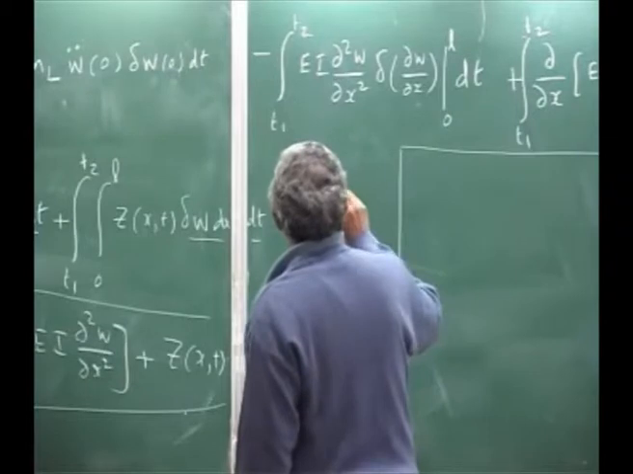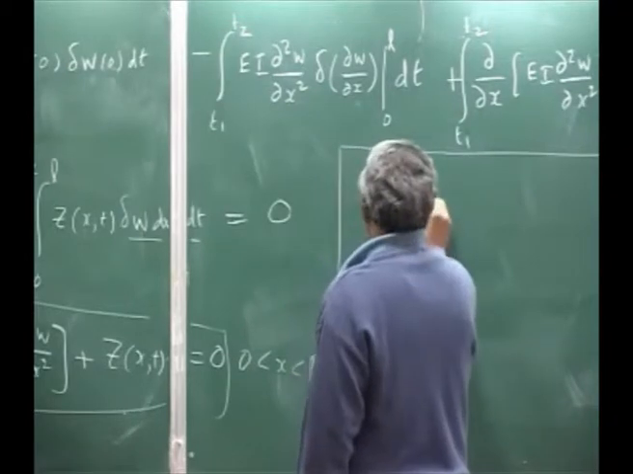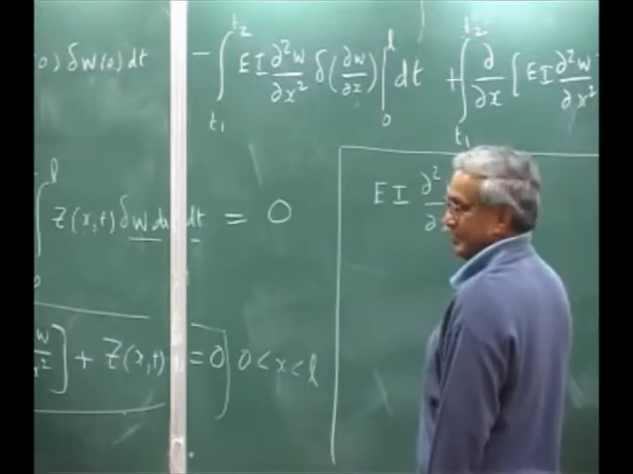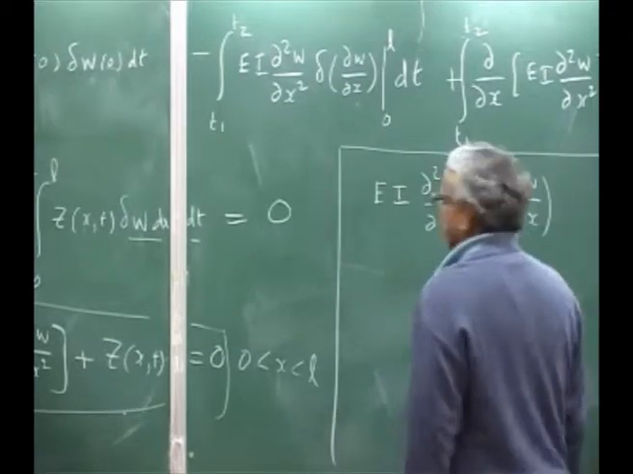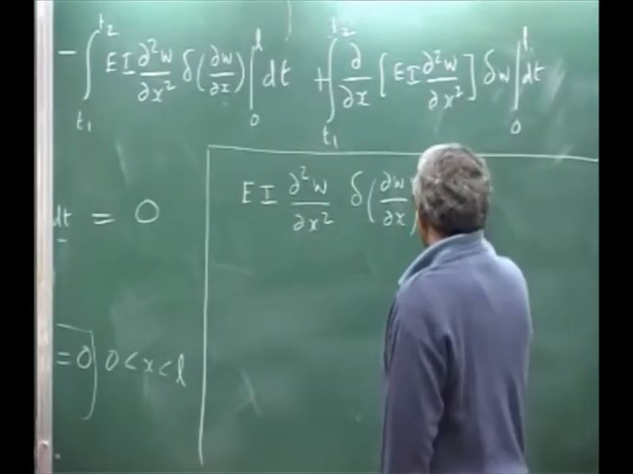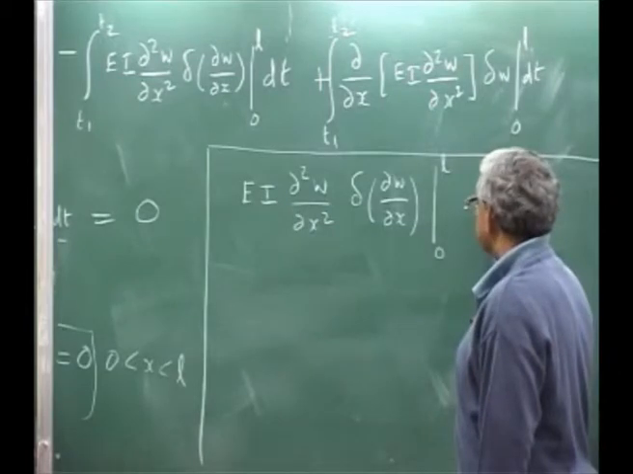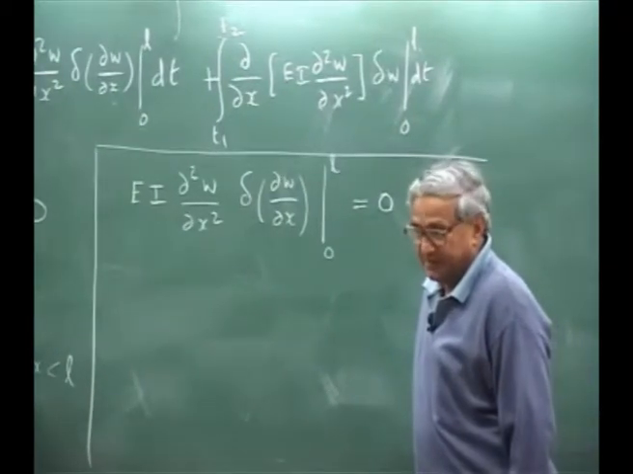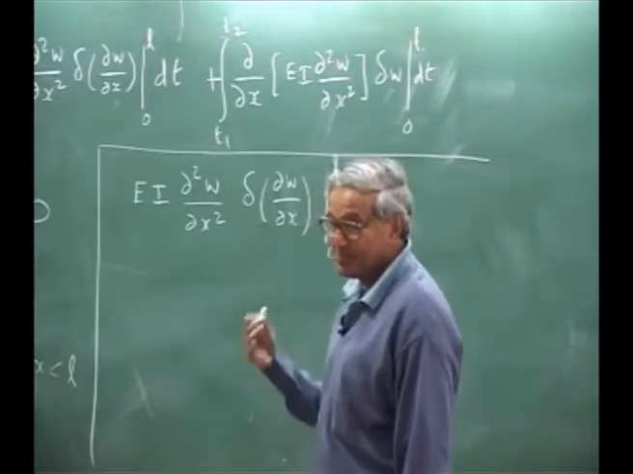Let us take first this expression. This expression will have EI del square w by delta x square times the variation of delta w by delta x at either 0 and at L. Now the question is, you will specify what type of condition I am having. That is where it comes. This is very, very important.